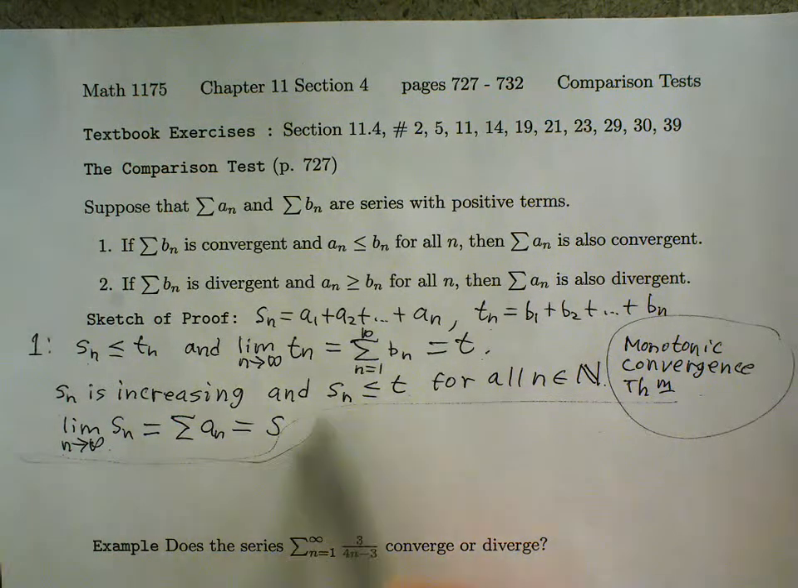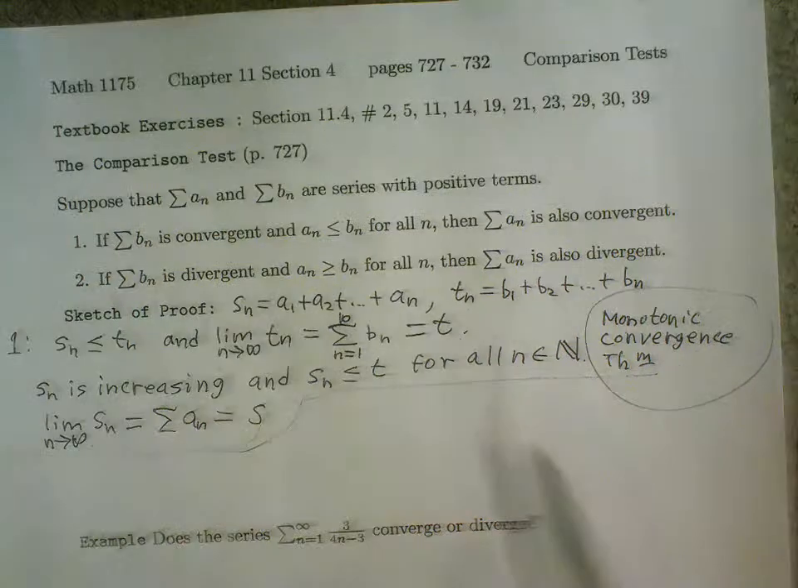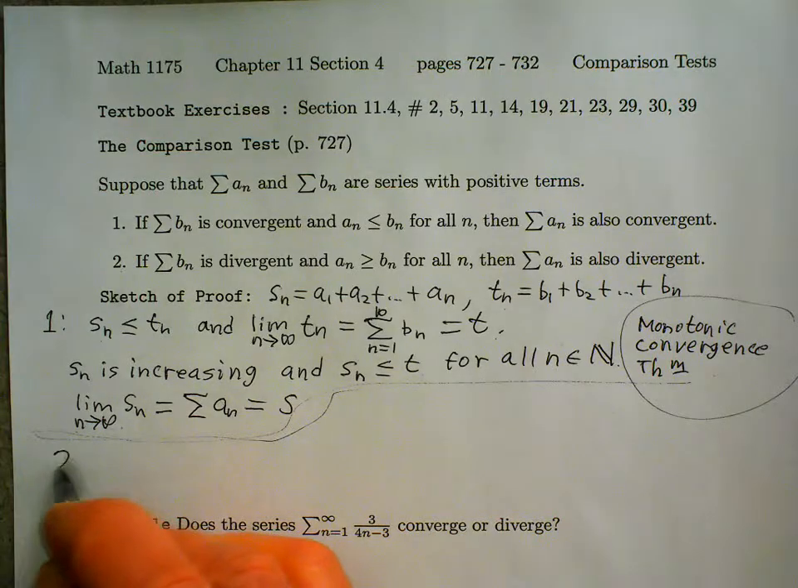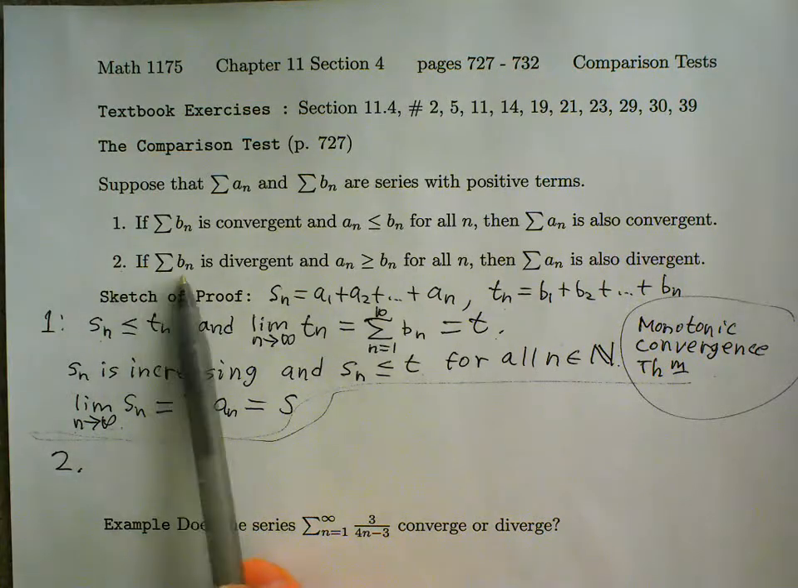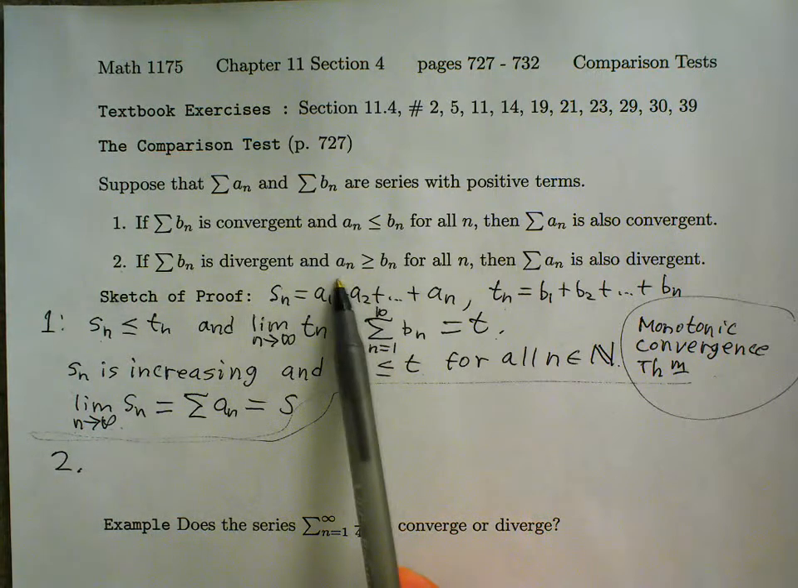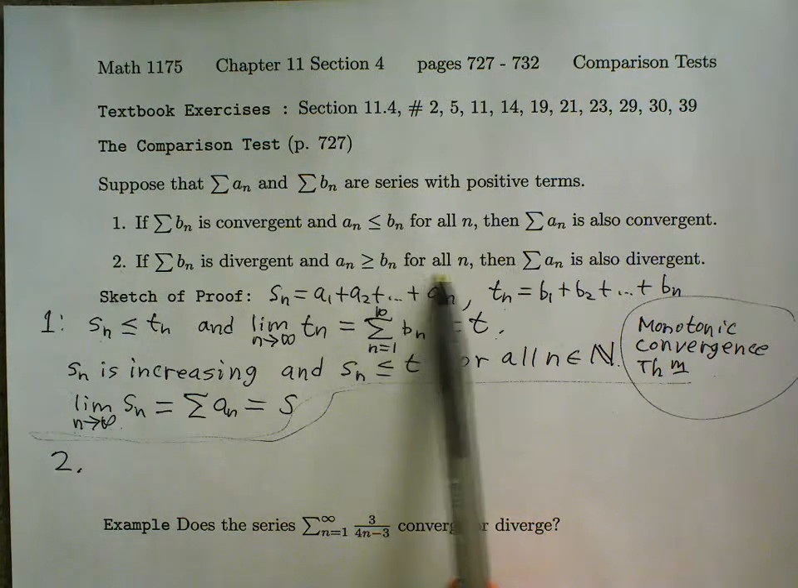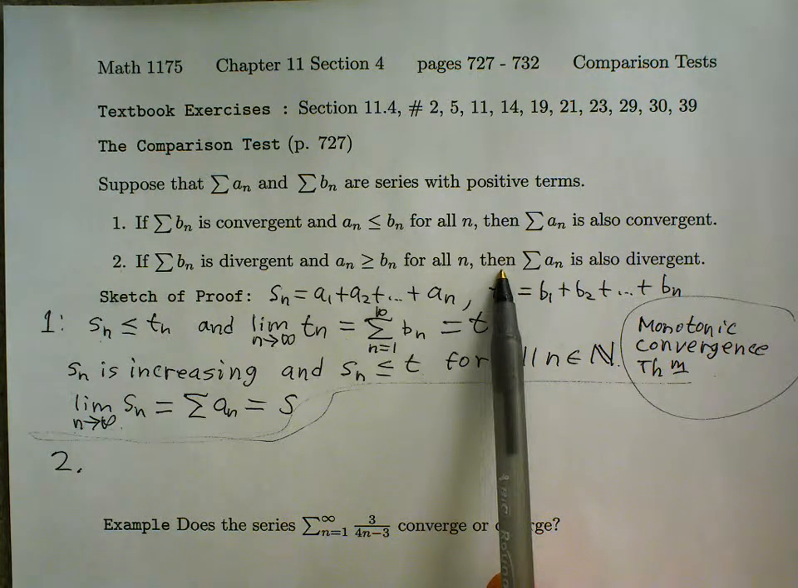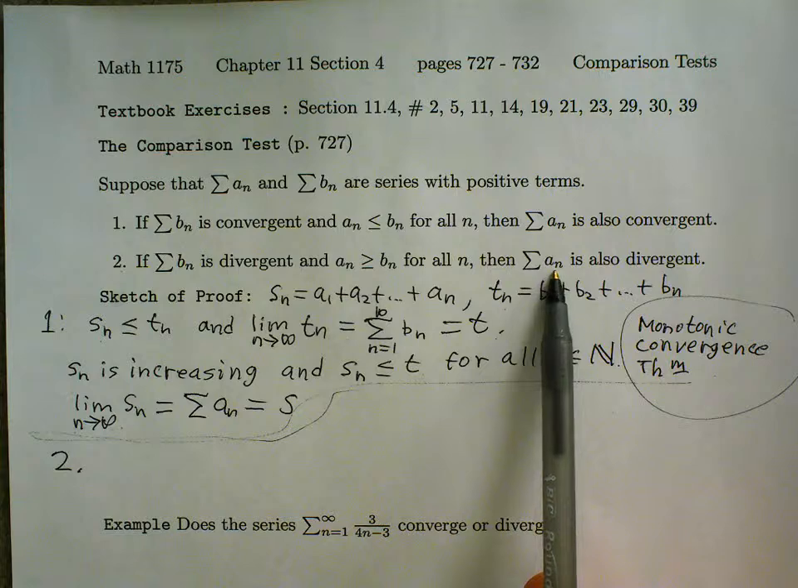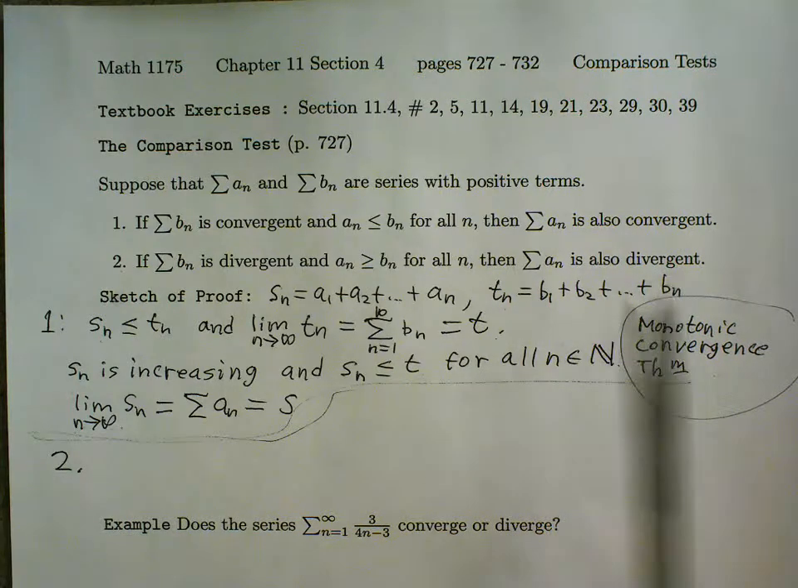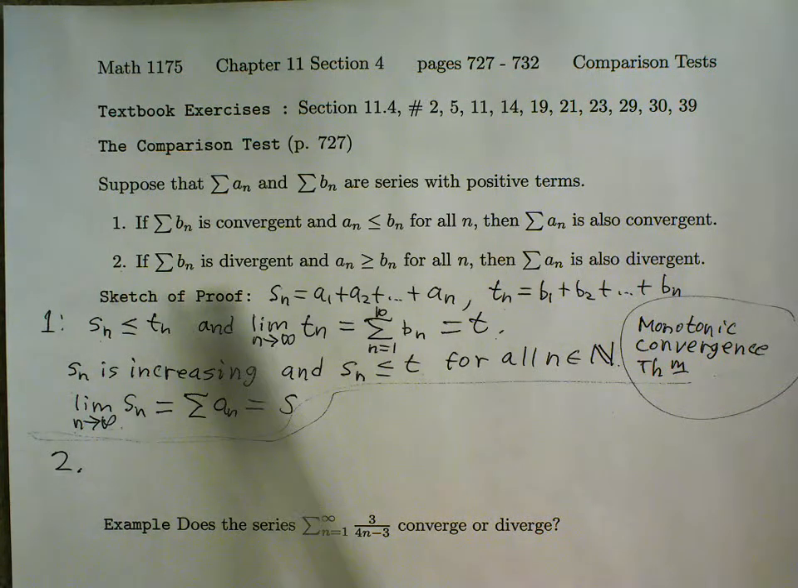Okay, sketch of proof for 2. This time, if the series of the b sub n terms is divergent and a sub n is greater than or equal to b sub n for all n, then the series of the a sub n terms is also divergent. So it seems to make sense that it should work that way.